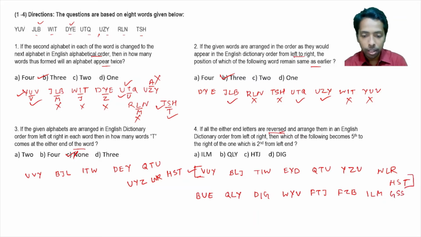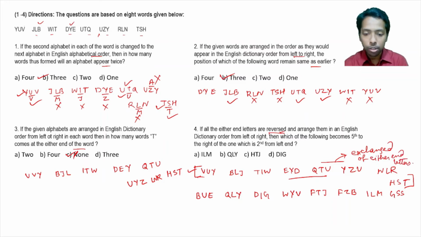I have told you earlier that this is the particular set which only can be done if it's talking about the exchange of either end letters, right? But it's talking about the reverse. Either end letters are reversed. That means we have to take the place value in reverse form, right? So that is it. Now, in English alphabetical order from left to right, we have to arrange.